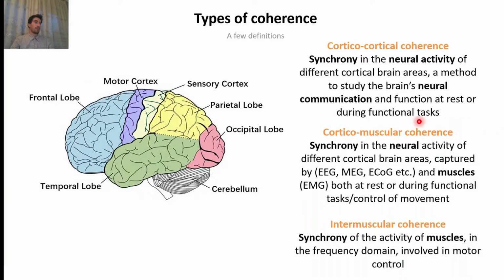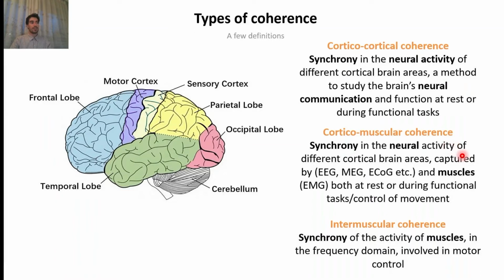Also, you have cortico-muscular coherence, which means that you are interested more in the synchrony of the neural activity of different cortical brain areas, which can be captured by, of course, different techniques like EEG, MEG, ECOG, and so on, but also muscles, both during rest or during functional tasks or during control of movement.